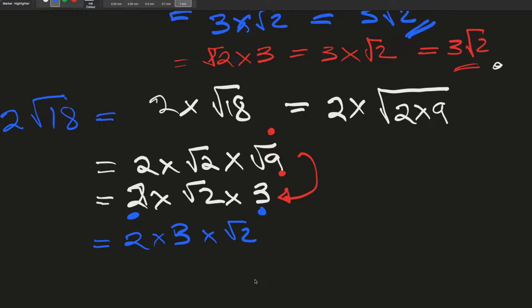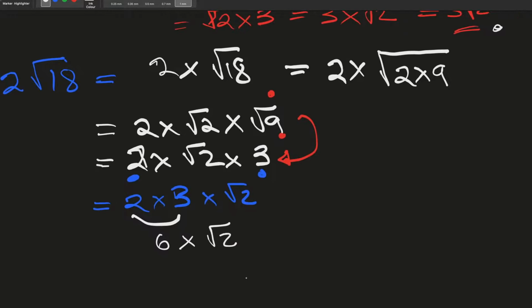Now let's see what we get. 2 times 3 will give us 6, multiplying our root 2. Then our final answer is 6 root 2. You see? So what did we do?